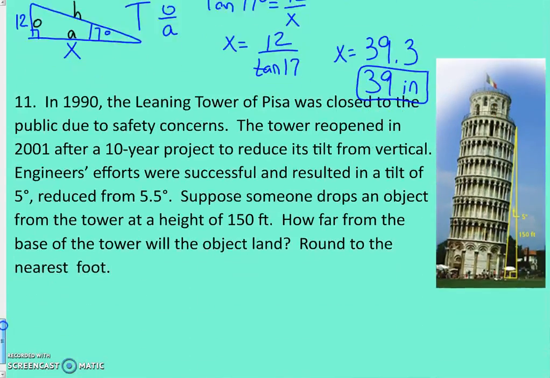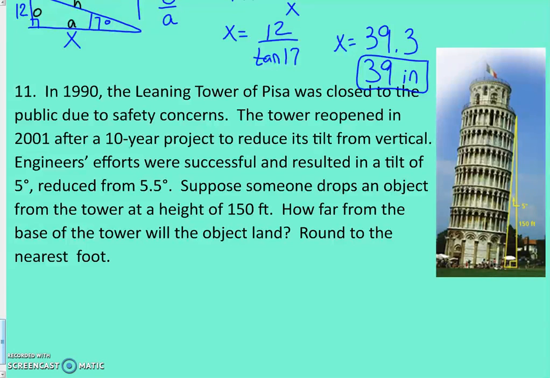All right, last problem. The Leaning Tower of Pisa was closed to the public in 1990 due to safety concerns. The tower reopened in 2001 after a 10-year project to reduce its tilt from vertical. It was falling over. Engineers' efforts were successful and resulted in a tilt of 5 degrees, reduced from 5.5 degrees. So suppose someone drops an object from the tower at a height of 150 feet. How far from the base of the tower will the object land, rounded to the nearest foot?